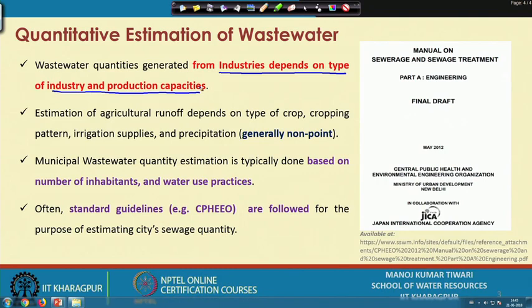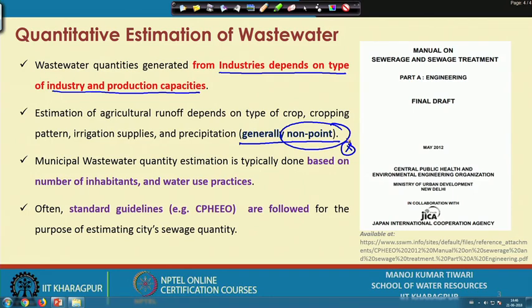Agricultural sector wastewater, which is agricultural runoff in a way, will depend on the type of crop, the cropping pattern, the irrigation supplies, and how much rainfall is taking place. However, generally these sources, as we discussed during week 1 also, are non-point sources, and it is very difficult to capture non-point sources and do any intervention for that. So, at a planning stage, agricultural effluent or agricultural runoff is mostly not considered for town planning or urban planning.